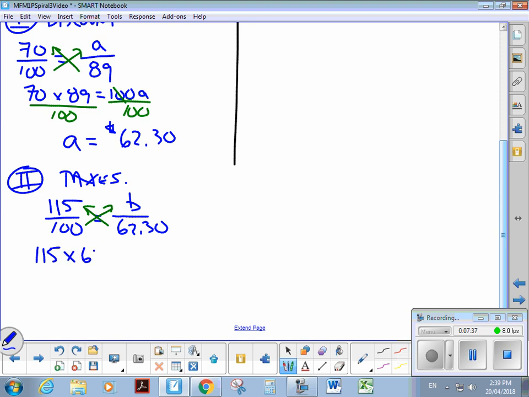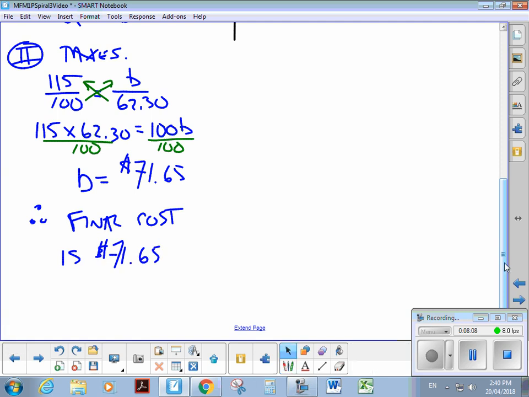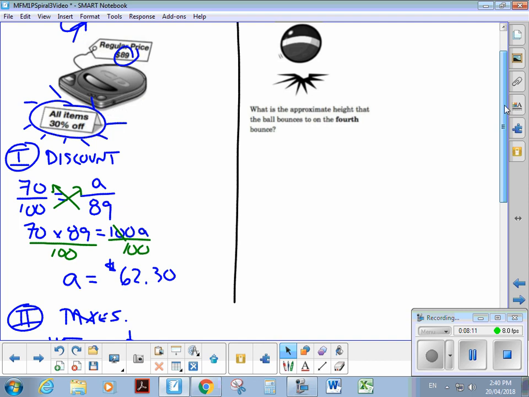115 times 62.30 equals 100B. Divide both sides by the 100. What do we get? Times 115 divided by 100. We get 71.65. So therefore, final cost is 71.65. All right. Moving on to the next question.